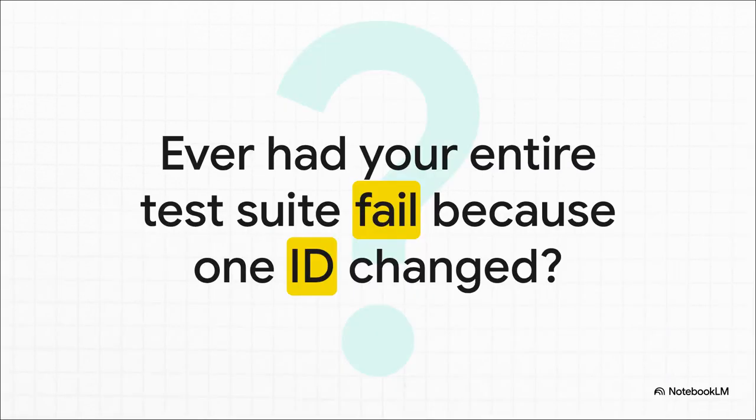So let's start with a scene that I'm sure is painfully familiar to a lot of you. You kick off your big automation run, you go grab a coffee, and you come back to a sea of red. Everything failed. Not because the application is broken. Oh no, it's because one single hard-coded ID expired or got deleted. It is so frustrating, a total waste of time, and it makes your tests feel incredibly fragile.